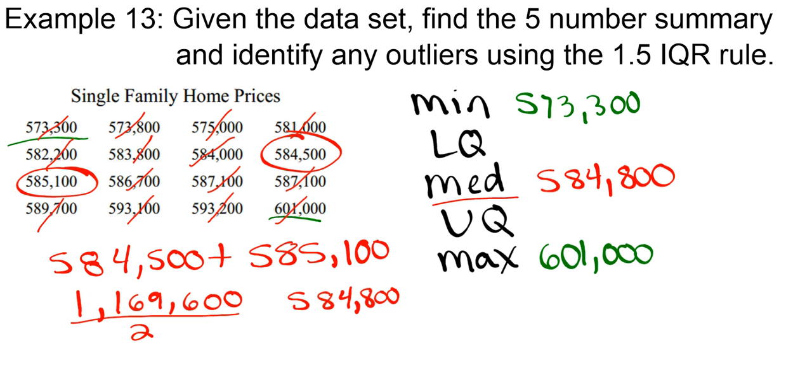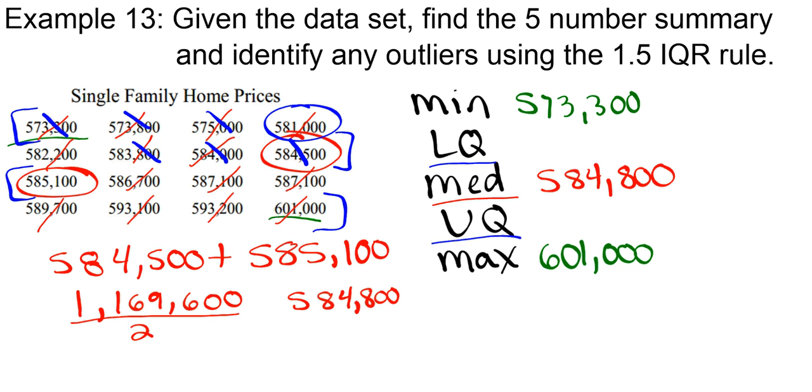Now, when I do my lower and my upper quartile, I have to make sure I include those numbers because they were not the median. So they need to be part of my lower and upper data sets. Again, it's even, so I should end up with 2 numbers in the middle. This time it's 581,000, 582,200. So we go ahead and add those together and see what we get as their sum so that we can find our average.